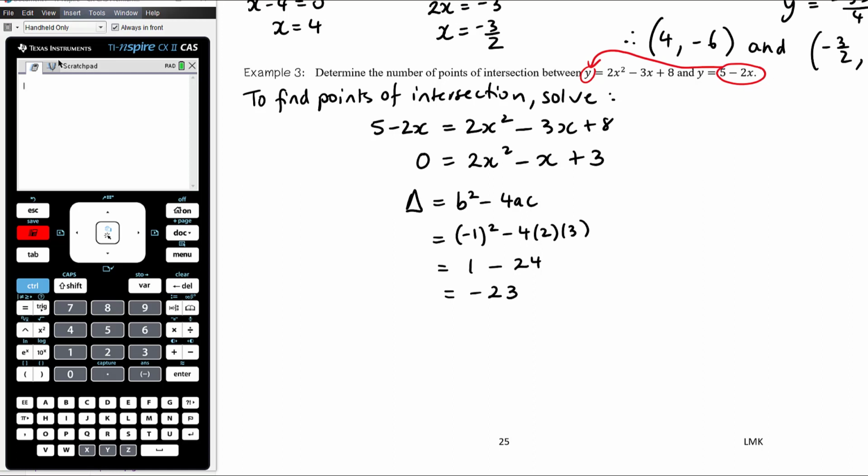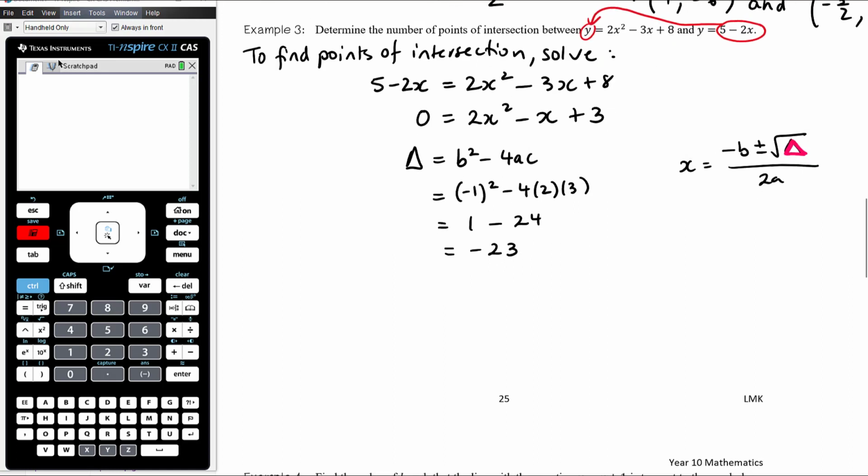Now when the discriminant's negative, remember our quadratic formula says that the solutions to the equation are negative b plus or minus the square root of the discriminant over 2a. So if your discriminant, this bit in under here, is negative, you can't take the square root of a negative and there are no solutions.